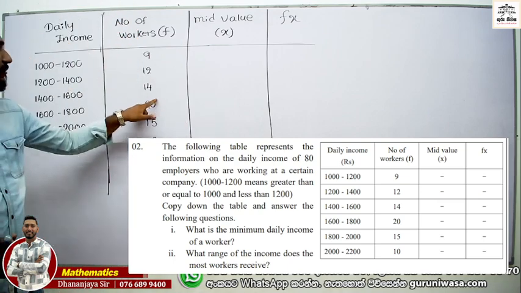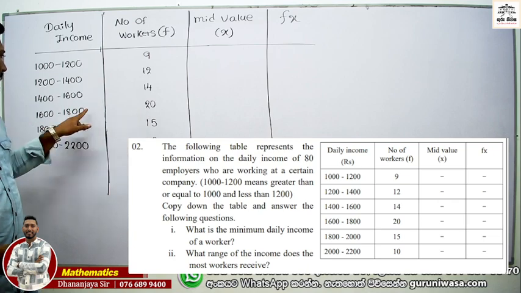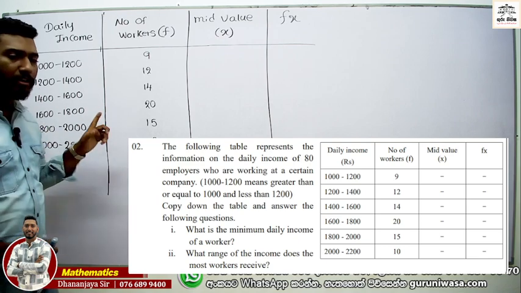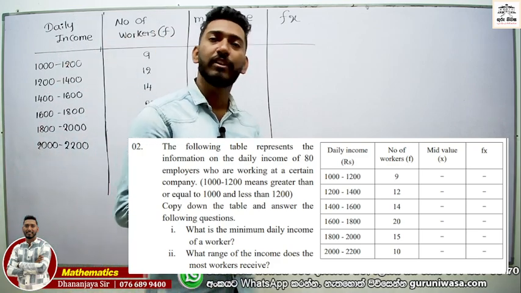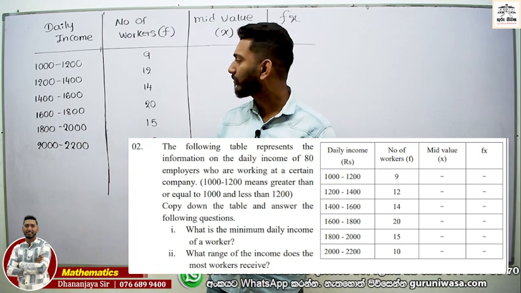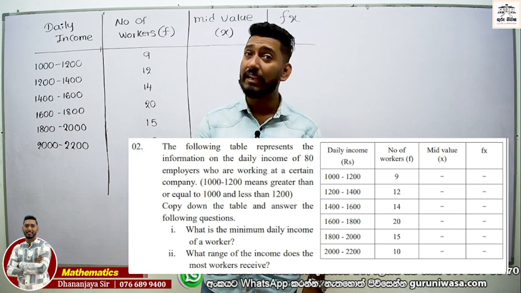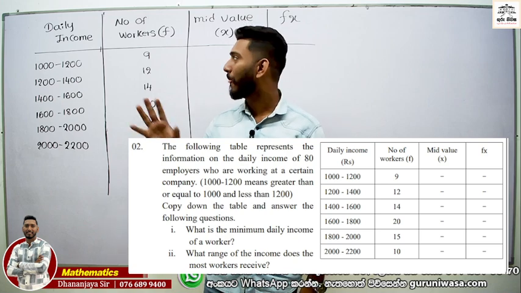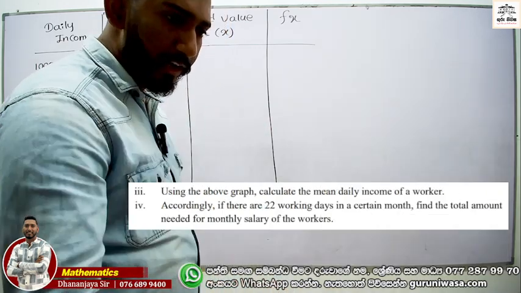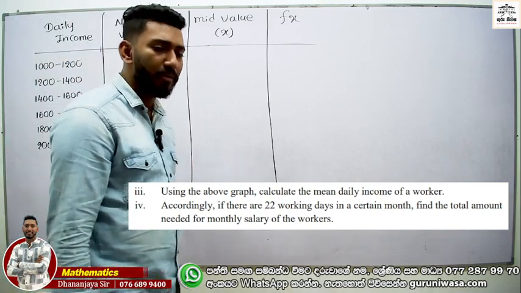There are 20 workers, right? But there are more workers in 1600 to 1800, and the answer for the second one is 1600 to 1800. And the minimum daily income is 1000 rupees. Now the third one, using the above table, calculate the mean daily income of a worker.